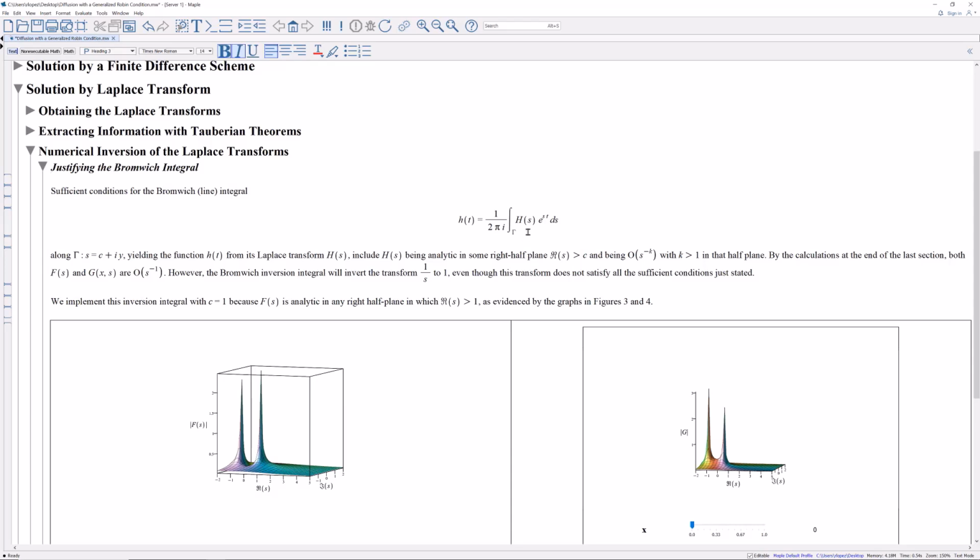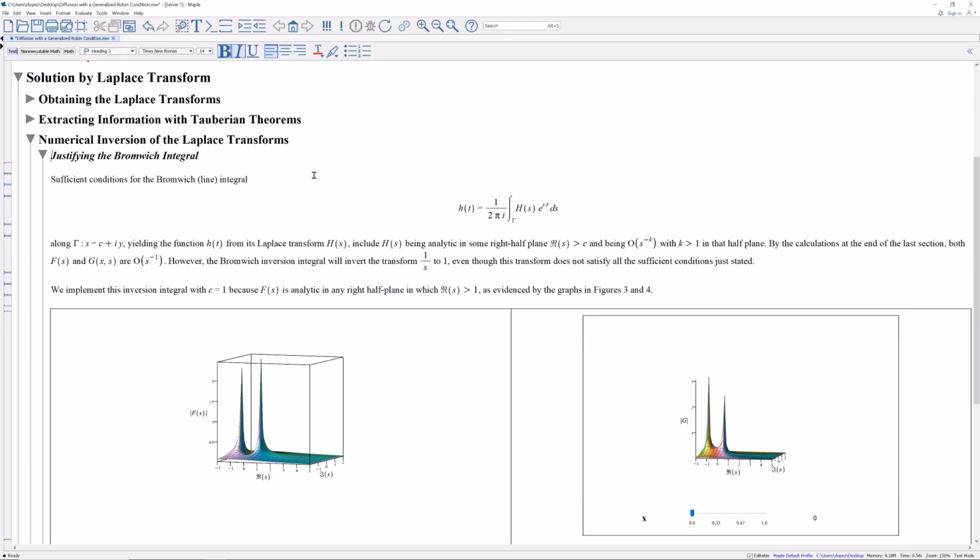Gamma is the path for this line integral. It's a vertical line, so that's why you have iy, because you're integrating up and down a vertical line. And c is along the real axis, and it has to be far enough to the right so that H is analytic in the right half plane to the right of c. And that's what all of this stuff is saying. And H has to be well behaved, in which case you can invert using this Bromwich integral. But the Bromwich integral is very, very difficult to evaluate. In my AEM book, when I talk about this, I do a couple, like 1 and t squared, but after that the integrals just become impossible.